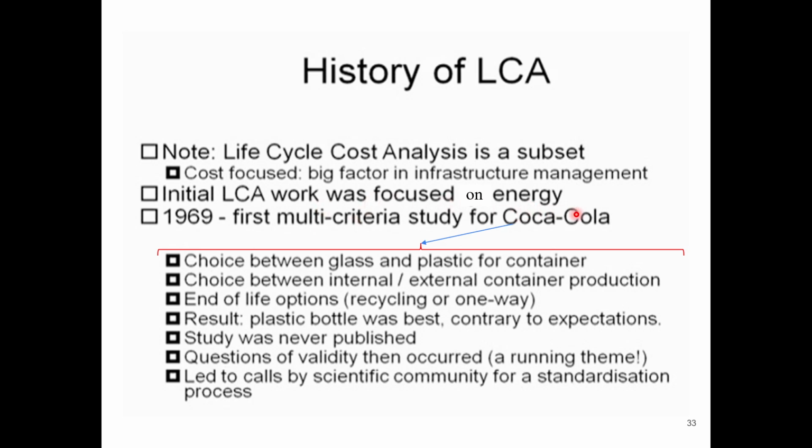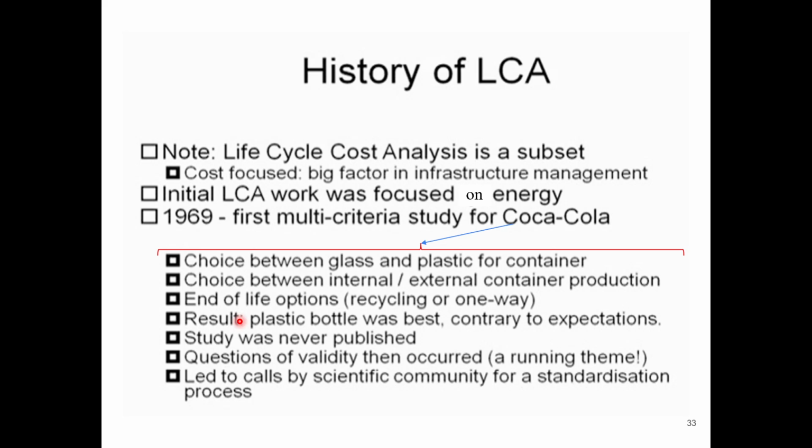The initial LCA work was mostly focused on energy. The first attempt to do something similar to LCA was in 1969, where a first multi-criteria study was conducted on Coca-Cola. Let us see how it was conducted. People tried to select between glass and plastic for the container, between internal and external container production, and they wanted to find the end of life options. Should it be recycling or one way?